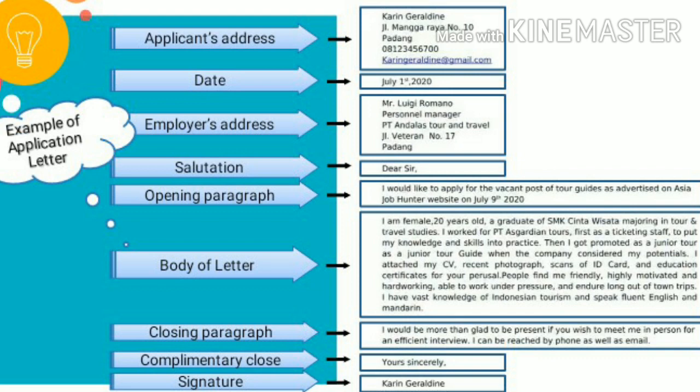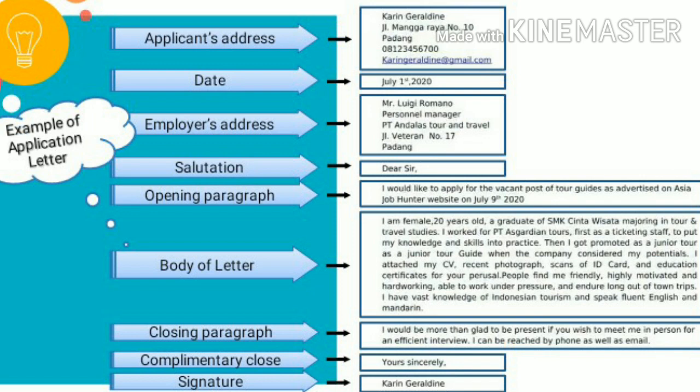Okay, the first part is applicant address. It consists of our name, address, telephone number, and email address. The second is date, when we write the application letter. The third is employer's address. It consists of the employer's name, job title, company's name, and also company's address. The fourth is salutation. We can write like Dear Sir or Madam, or Dear Mr. or Mrs.